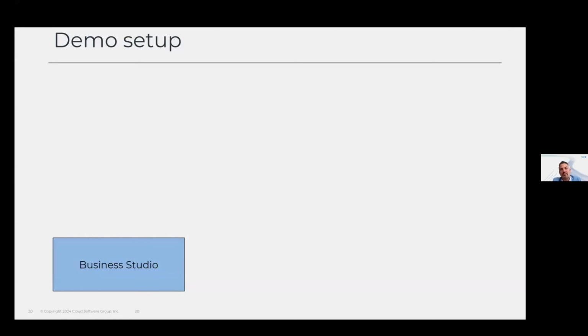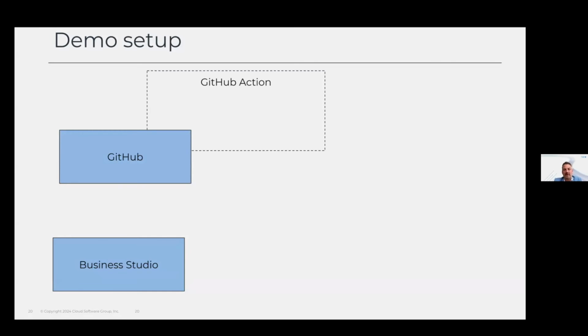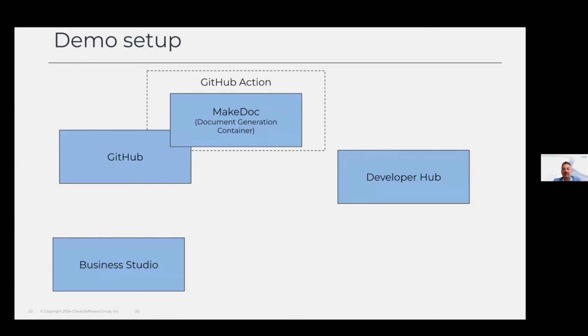So I have a setup of the demo, this technical POC. I'm using BusinessWorks, our integration product, and I'm using Business Studio. And in there, we are going to make a change to our code and then see that that code change results in a change of the generated documentation. For that, we have GitHub, where the code lives. We have GitHub Action, where the actual MakeDoc tool runs. We have the Developer Hub that hosts the documentation, and then we have the browser that displays the documentation.